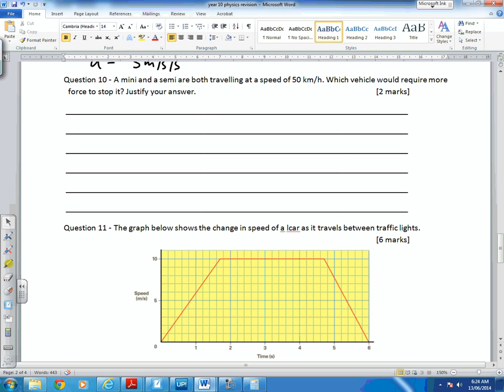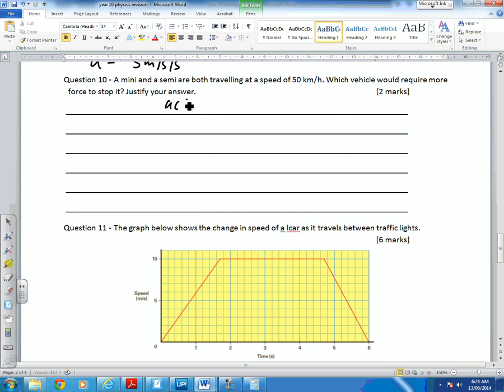A mini and a semi-trailer are both travelling at a speed of 50 kilometres per hour, which require more force to stop it? Justify your answer. So remember, our acceleration is going to be the same.